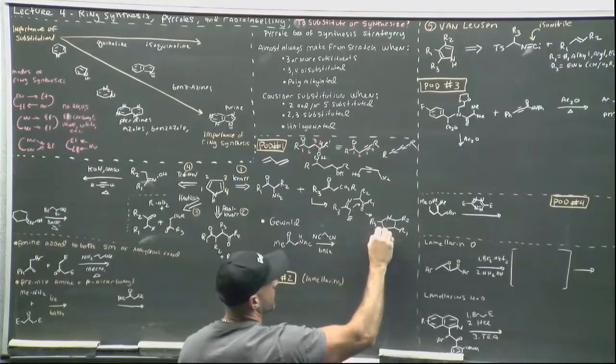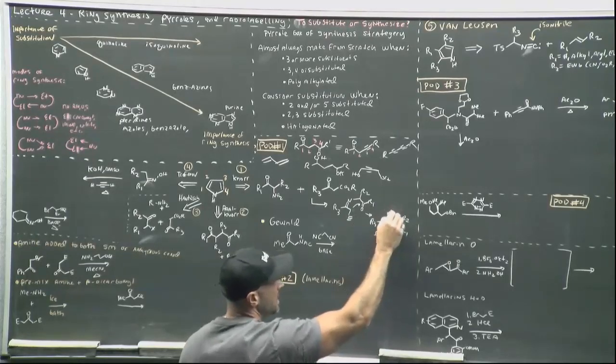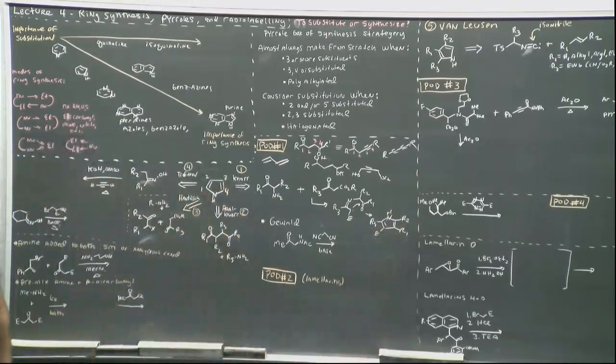Now I use E a lot to act as an abbreviation for ester, but you can also view it as electron withdrawing group. So if there was a sulfone there or a nitrile there, E would also be sort of a placeholder for that.